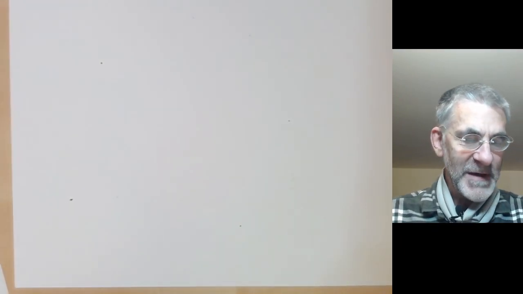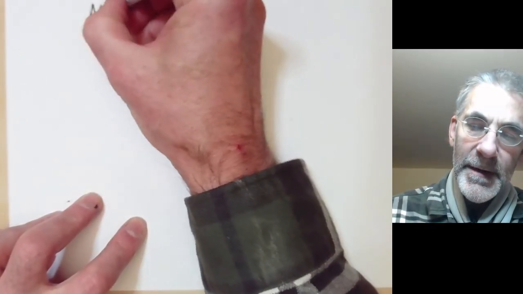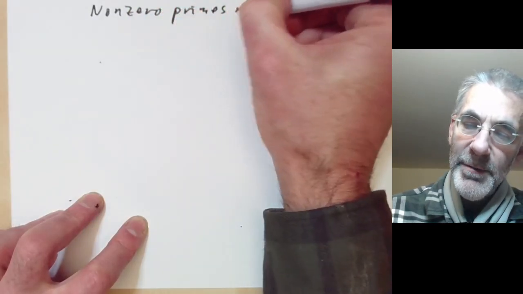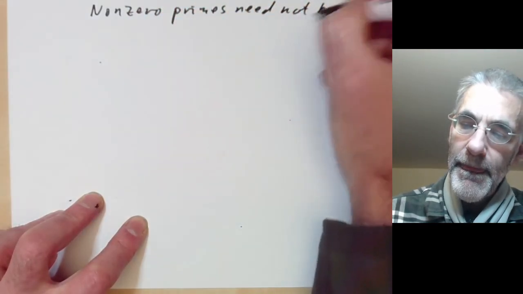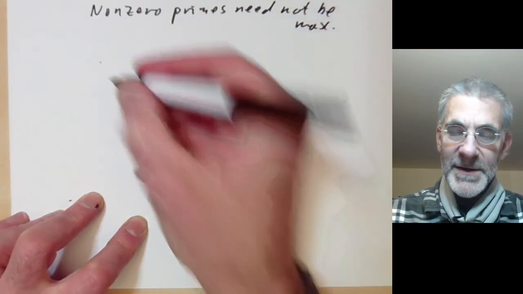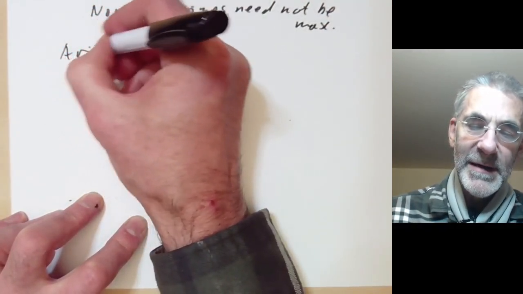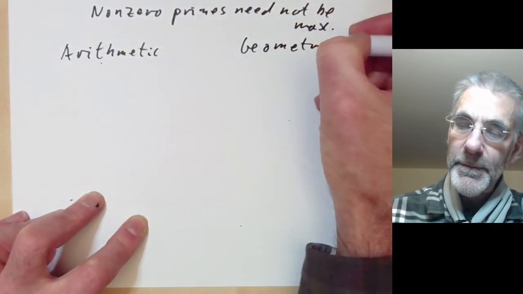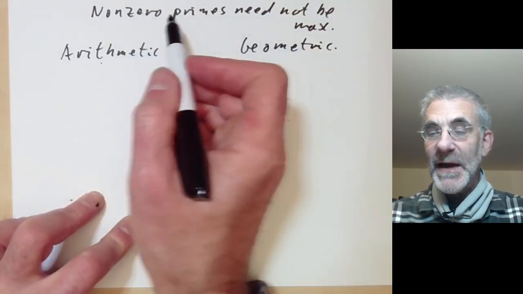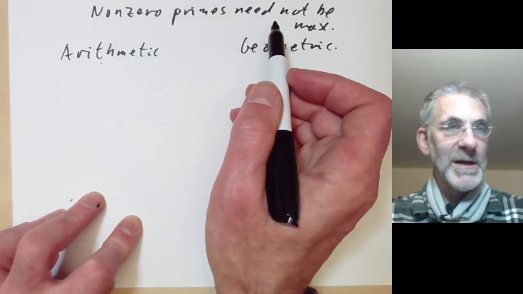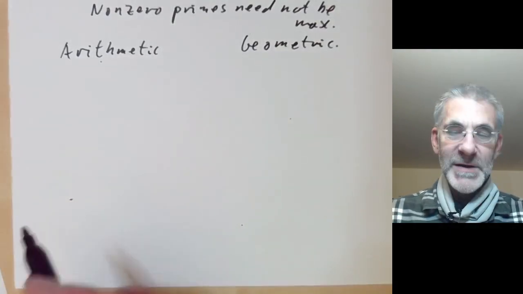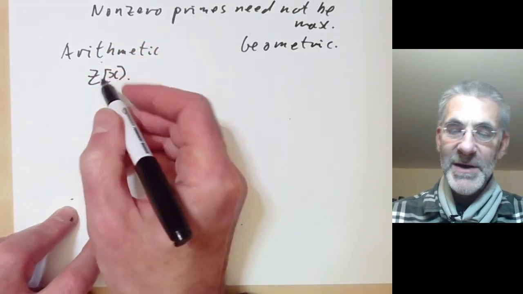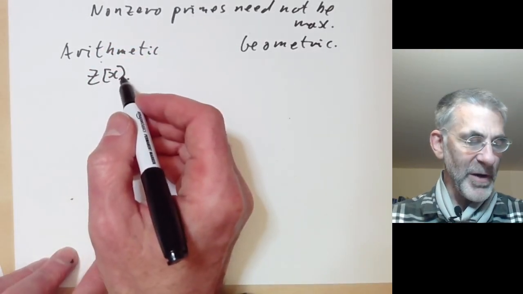Finally, we have some examples where non-zero primes need not be maximal. And again, we'll have an algebraic or arithmetic example and a geometric example. And you remember, this condition said that the ring is sort of one-dimensional in some sense. So all we need to do is to take something that's kind of two-dimensional. And an arithmetic example of a two-dimensional ring is just the ring of polynomials over Z.